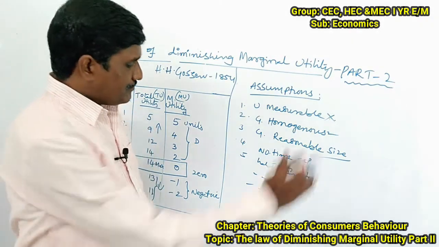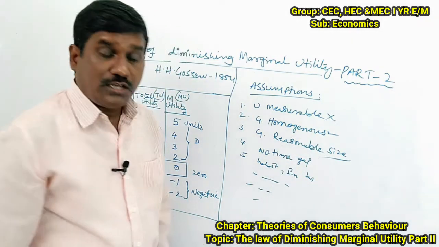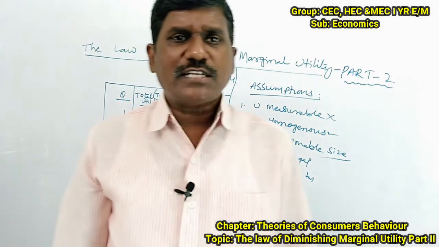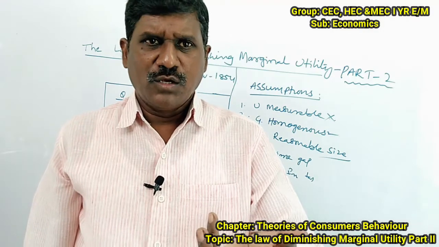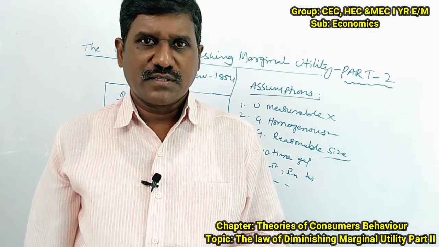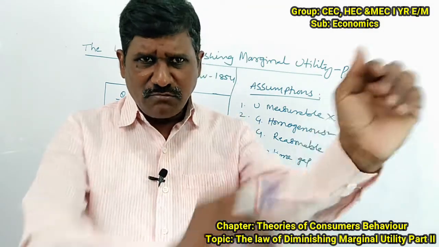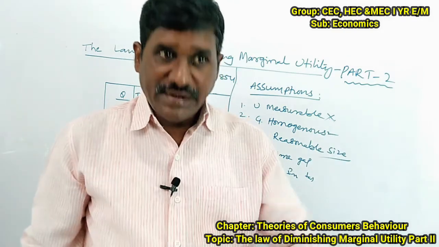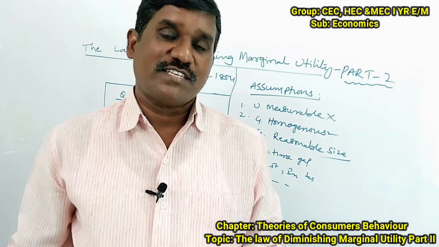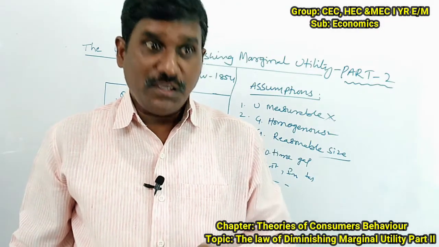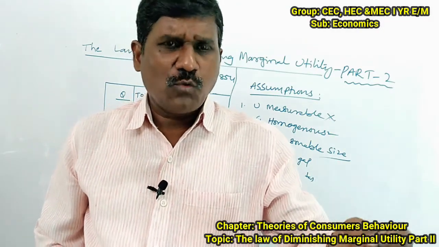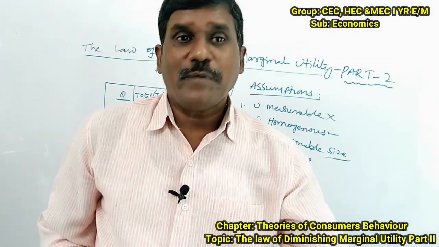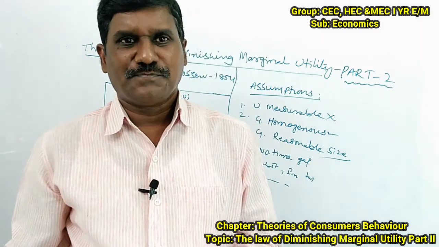Okay, and then the consumer is rational. What is rational? Rational means he wants to get the maximum satisfaction from goods and services. The consumer is rational. He always weighs the income he is spending on a commodity against the satisfaction he gets from the goods and services. If the goods and services will give more satisfaction, only then is he ready to spend on those goods and services.